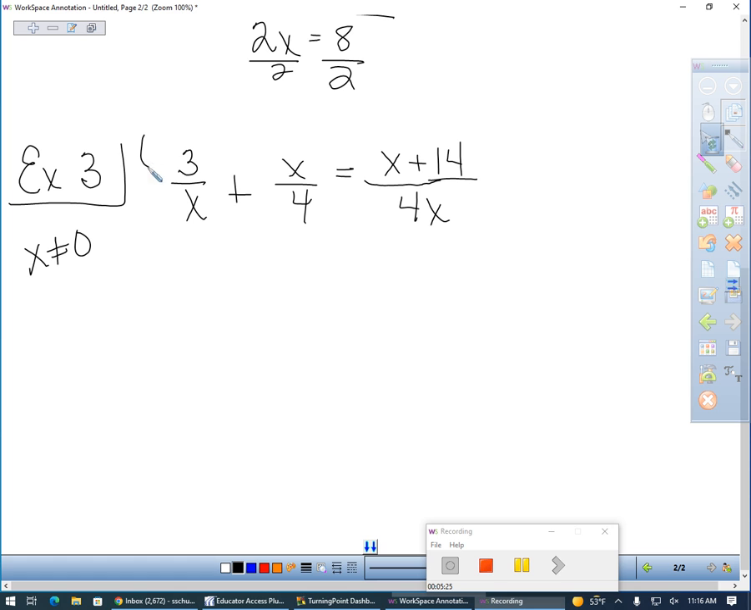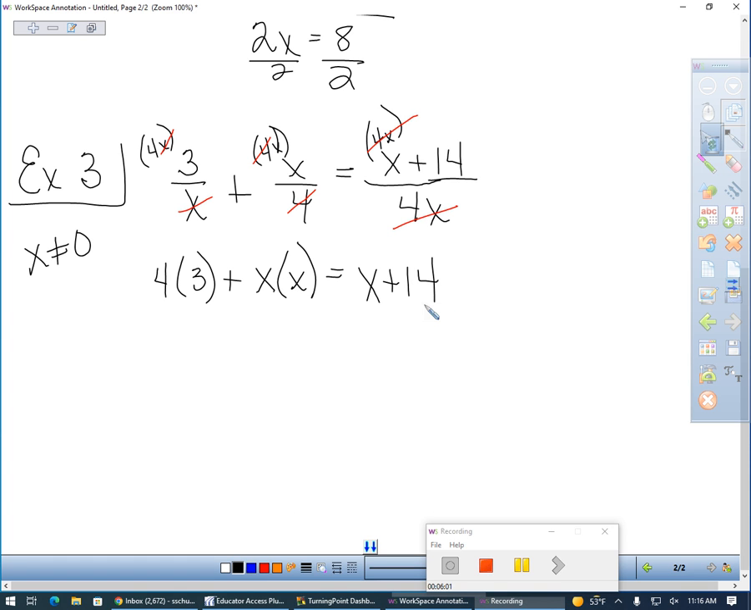So I'm going to multiply every single term by 4x to get rid of the fraction. In the first one, you'll notice that this x and the x here will cancel. I'm left with 4 times 3 plus. In this one, you'll notice the 4 and the 4 cancel, and I'm left with x times x. Equals. And in the last one, the 4x and the 4x cancel, and I am left with x plus 14.